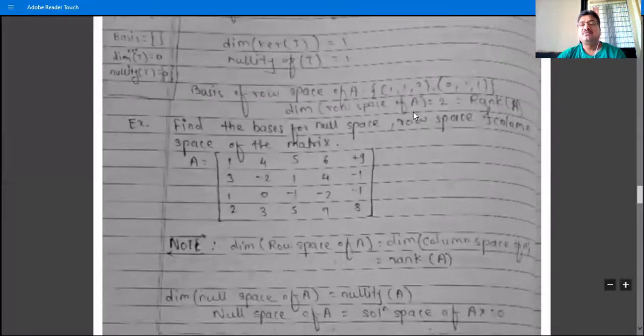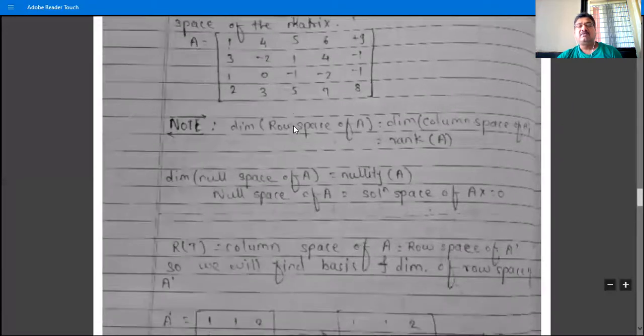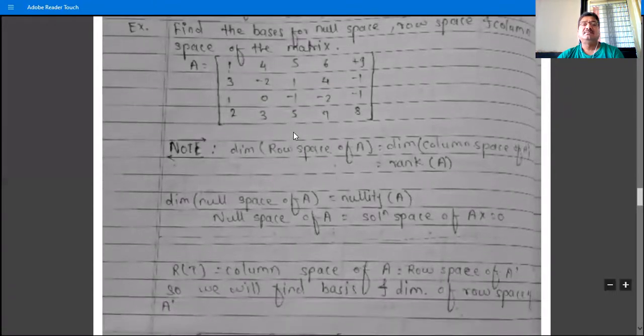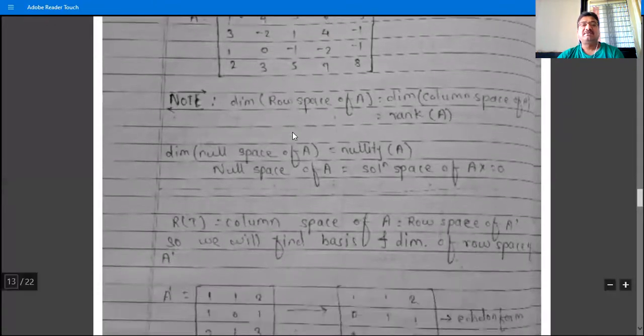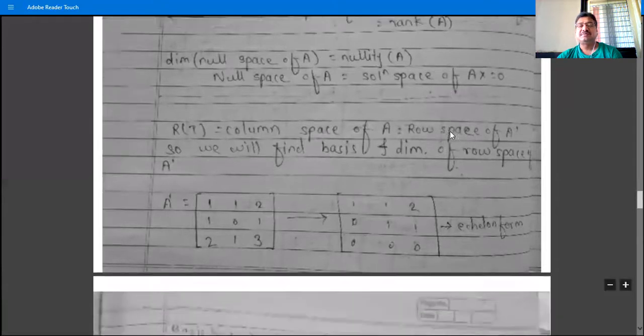Okay. So, find the basis for the null space, row space, and column space of the matrix. We know how we can find the basis for the row space, column space, and null space of the matrix. The dimension of the row space and the dimension of the column space are both the same, and it's called the rank of A. And the dimension of the null space of any matrix is called the nullity of A. Null space is the solution space of the system.